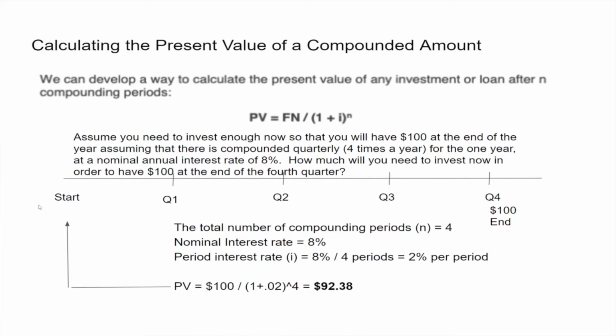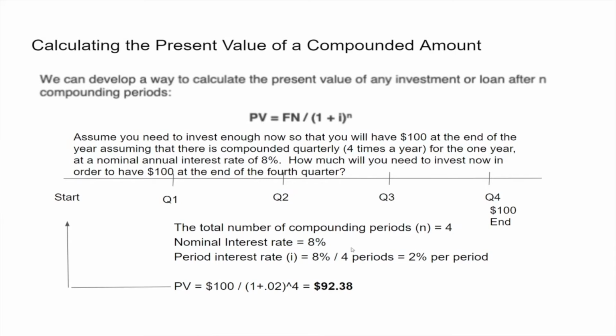So we're looking for how much do I have to put in now if I am going to get $100 at the end. What we need to do is a little bit of math on it. We know that there are 4 compounding periods, and it's only 1 year. 4 times 1 is 4. We know that the nominal interest rate is 8%, and interest rate is always given in an annual format, provided that it doesn't say otherwise. So what we need to do is take the 8 and divide it by the 4 compounding periods to get 2% per period.